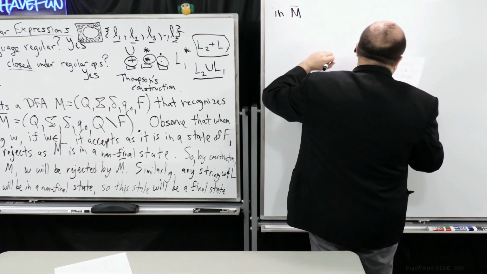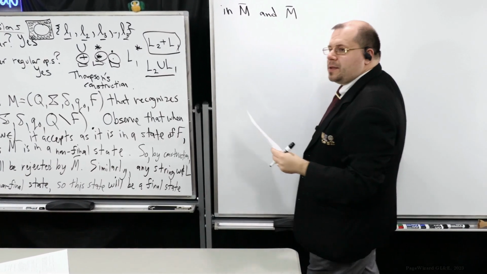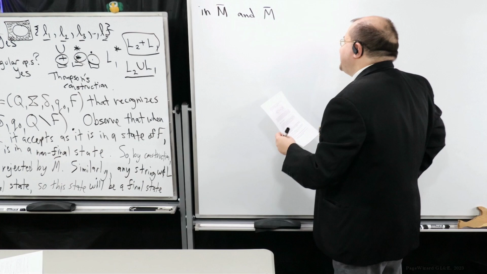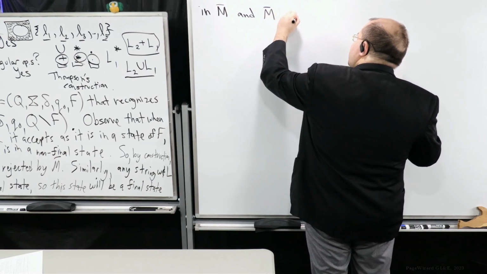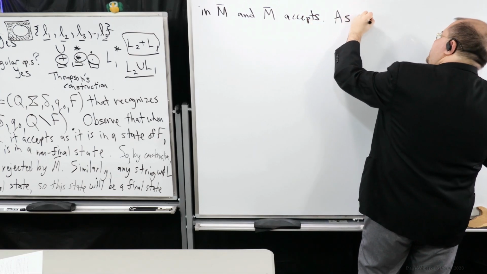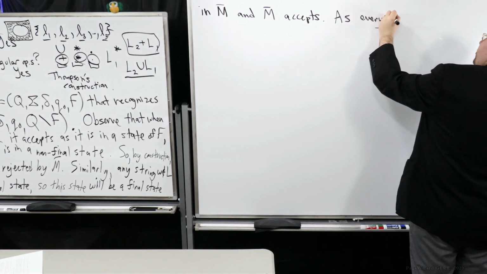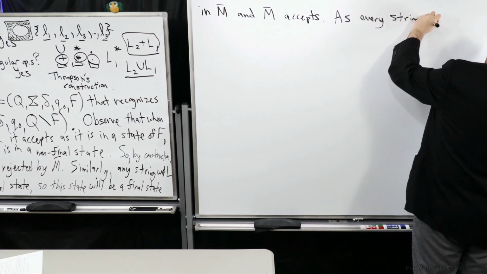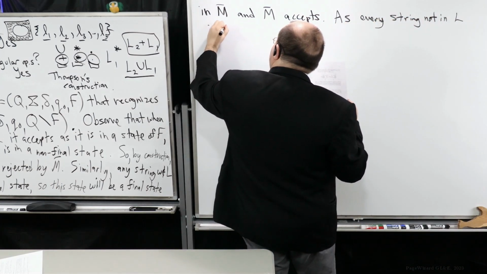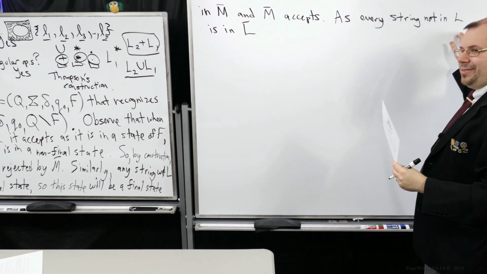In M bar. But what does that mean for M bar, for that string W? What's it going to do? It's going to accept, right? As every string not in L is in L bar, right? The complement of the language consists of all the strings not in L, right?